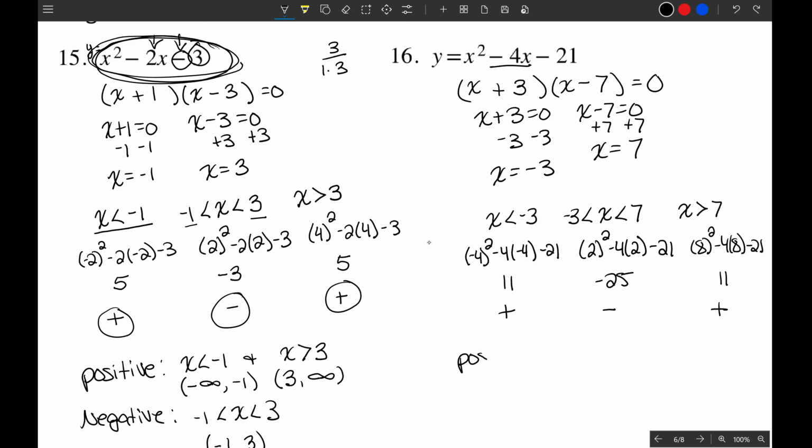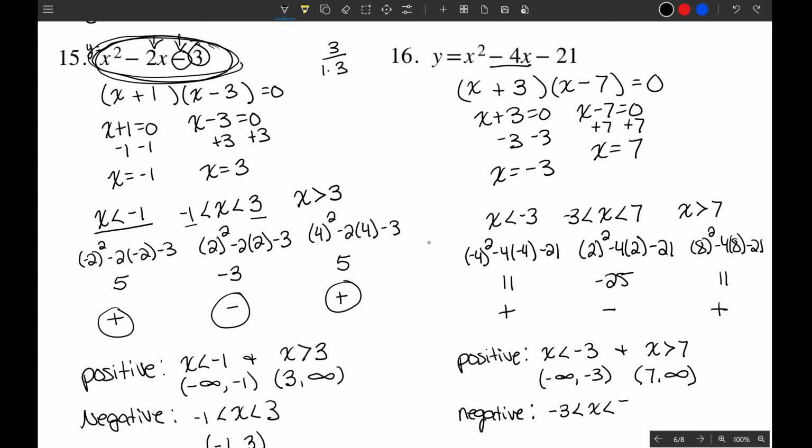So positive, we have two sections when our equation is positive. One is when your x's are less than -3, and when your x's are greater than 7. Again, you could say -infinity to -3 and 7 to infinity. And then for the negative, that is the part in the middle. So when our x is between -3 and 7, you could write that in interval notation by saying -3 to 7.